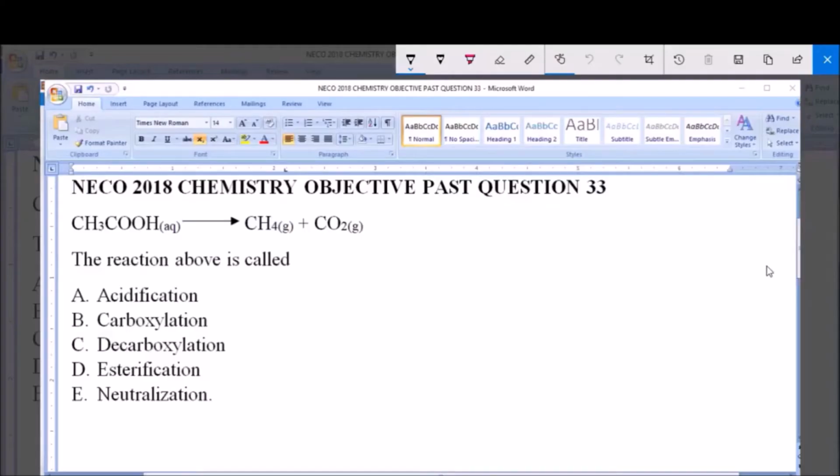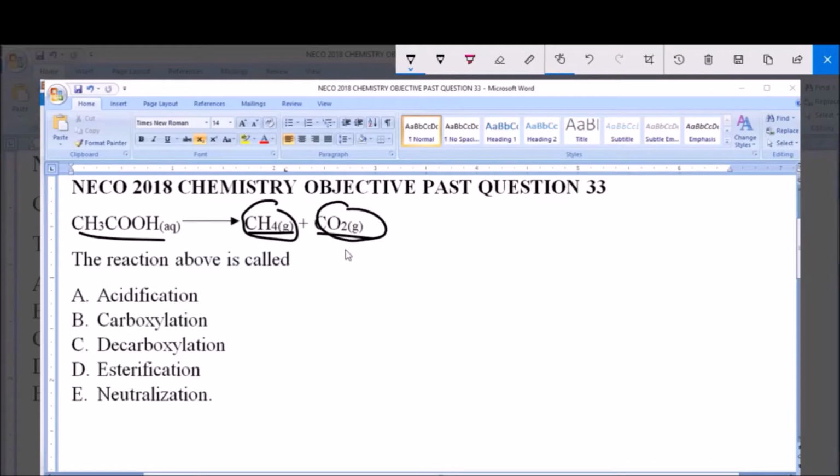Hello and welcome. I will be answering NECO 2018 Chemistry Objective Past Question 33. So you have this reaction here involving ethanoic acid giving off methane and carbon dioxide. Now the reaction above is called A, acidification, B, carboxylation, C, decarboxylation, D, esterification, E, neutralization. Now the first thing to note in this reaction are the products of the reaction: methane and carbon dioxide.